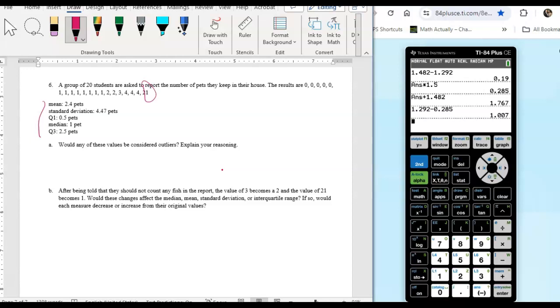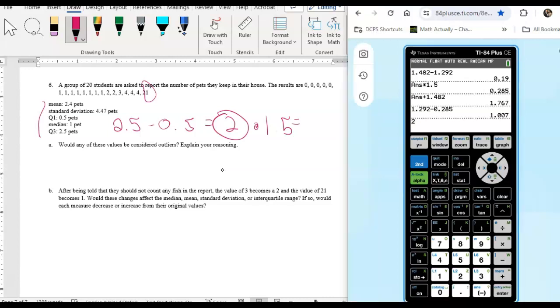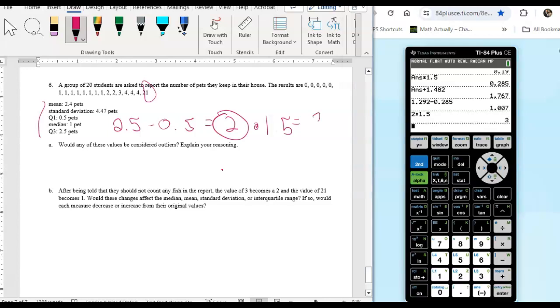So our interquartile range, or IQR, is 2.5 minus 0.5, which is just going to be 2. Then I'm going to multiply that by 1.5. So 2 times 1.5, which is going to give me 3. And I'm going to add that to Q3. So if I add that to Q3, 2.5 plus 3 equals 5.5. And that means anything greater than 5.5 is an outlier. So 21 would be an outlier.